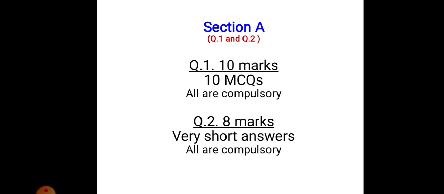Then question number 2 from section A is of very short answer type questions. 8 questions, 8 marks, so you have to answer them in 1 line or in 1 word. You are not supposed to write the explanation, or solve the problem. You have to write only 1 word, 1 digit or 1 sentence. That's it. So these are the 2 questions from section A. Section A is of 18 marks. All the questions are compulsory.